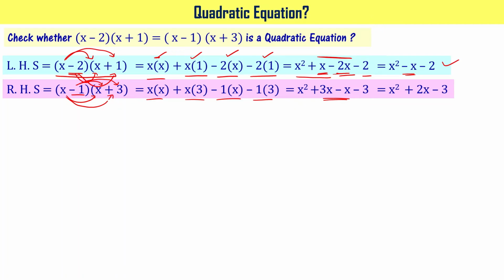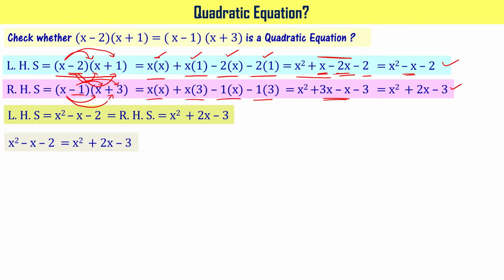Now let us substitute these for LHS and RHS in the given equation, so that the equation can be written as x square minus x minus 2 equal to x square plus 2x minus 3, right? Now let us transpose these terms. Plus x square to this side, that becomes minus x square, and plus 2x to this side, that becomes minus 2x, and minus 3 to LHS, it becomes plus 3, and you will have 0 on the RHS side, right?